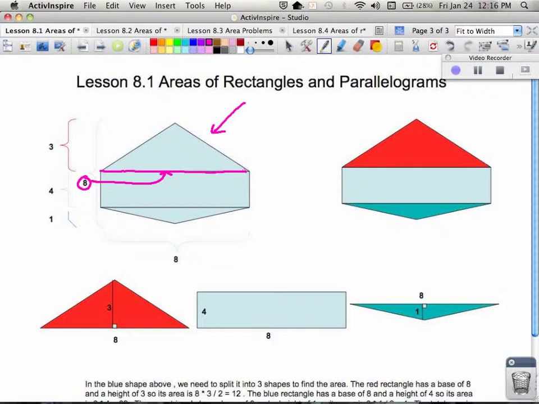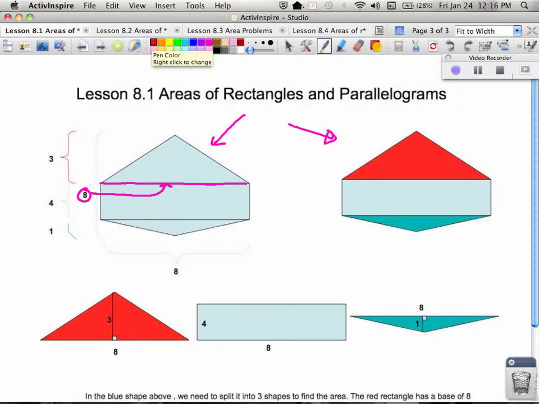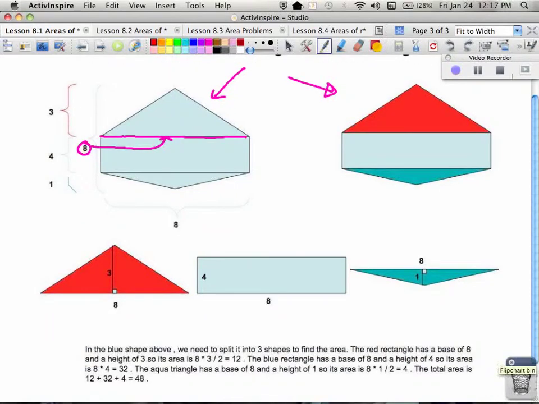We can separate that shape into 3 pieces. To the right here, you see a triangle in red on the top, a light blue rectangle in the middle, and a little bit darker blue triangle on the bottom. And if we look at separating those 3 pieces, we notice that in the red triangle, if we were to calculate the area, we know that the area of a triangle is base times height divided by 2. So the area of this red triangle would be 8 times 3 divided by 2, or in other words, that's 24 over 2, or 12.